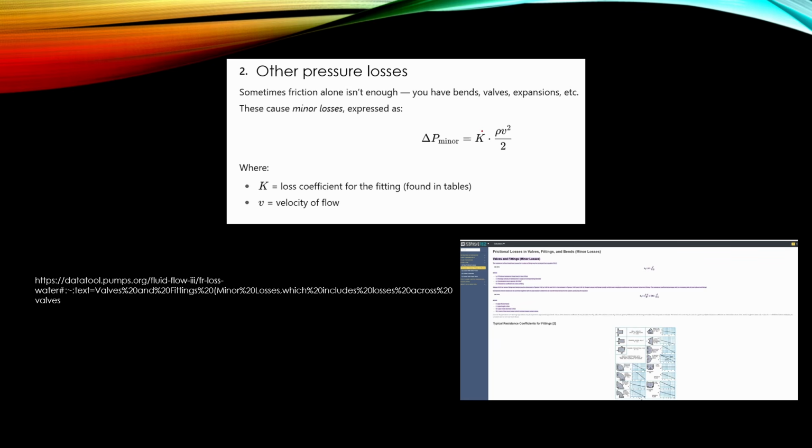It has a K value times this density of the fluid times the velocity of the fluid, and these K values you need to find from tables or internet. For example, this is a good reference from which you can find these kind of loss coefficients.